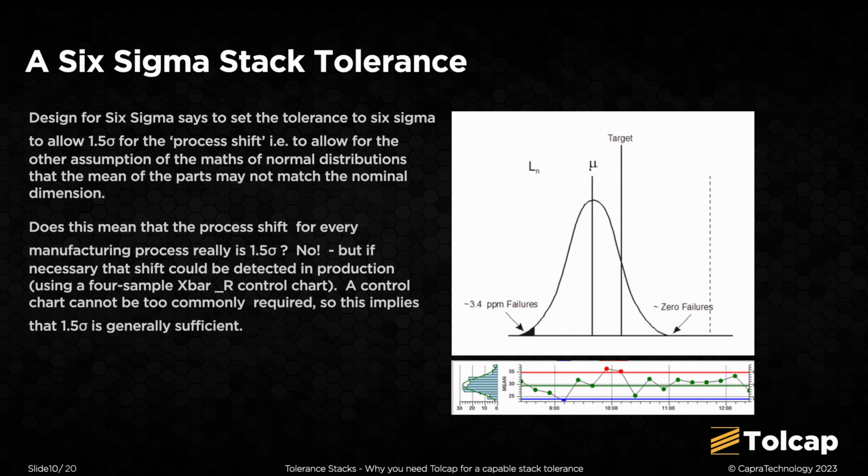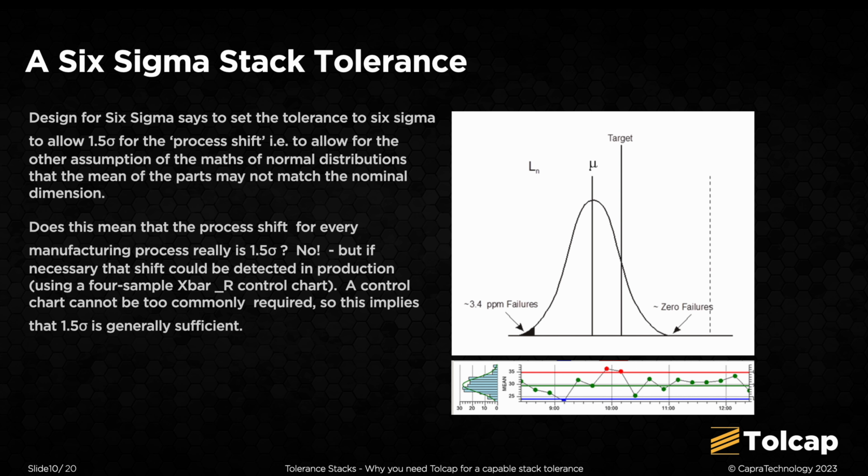I've mentioned the 1.5 sigma shift, so let's just see where that comes from. Design for Six Sigma says to set the tolerance to 6 sigma to allow 1.5 sigma for the process shift, i.e. for the mean in production not lining up with the nominal dimension. Does this mean that the process shift for every manufacturing process really is 1.5 sigma? No, of course not. There's no law of nature that would cause that.